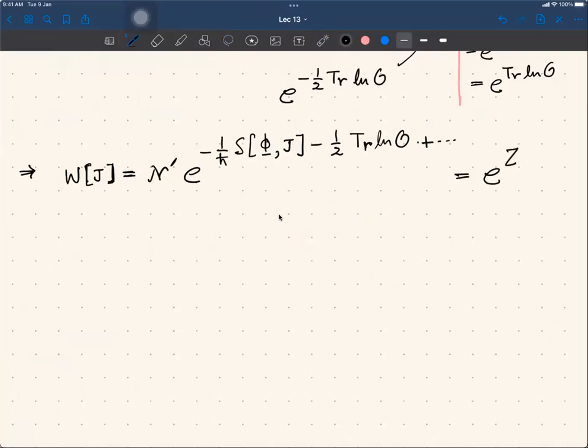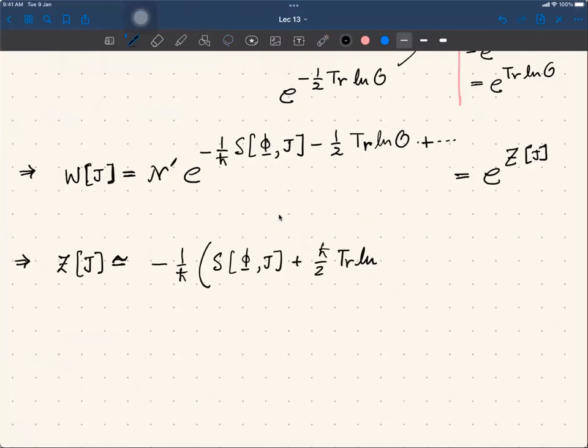And that must be equal to e to the power Z of J, which is the connected generating functional. So that says that Z of J is given, up to an additive constant, by minus 1 over h bar times the classical part, evaluated at phi lower bar and J, plus h bar by 2 trace log O. So this is up to an additive constant. Okay, and I refer to that equation as star. This is the result that we get.